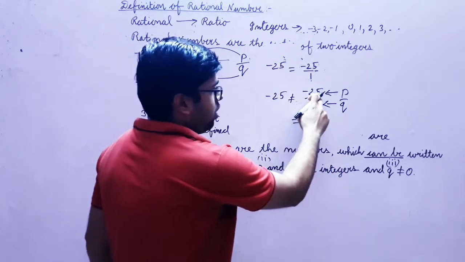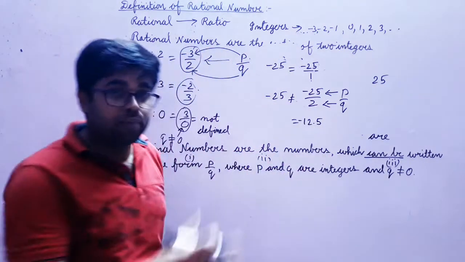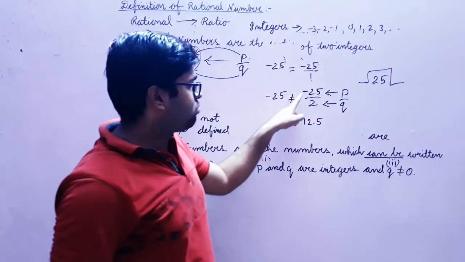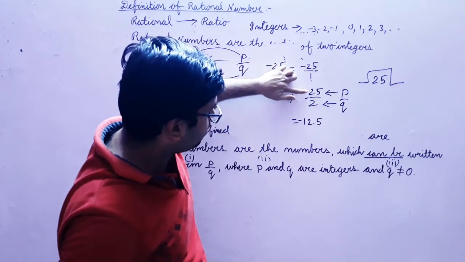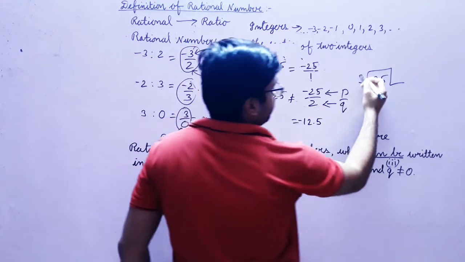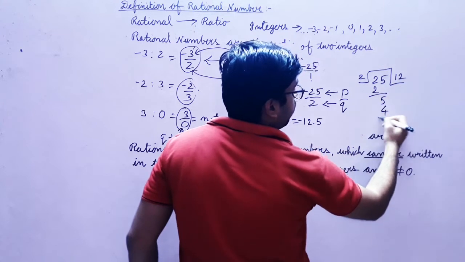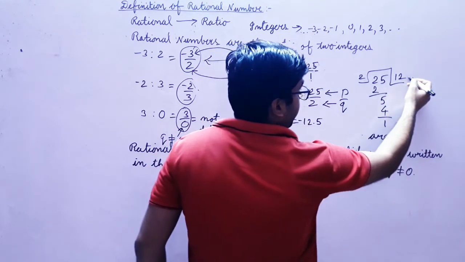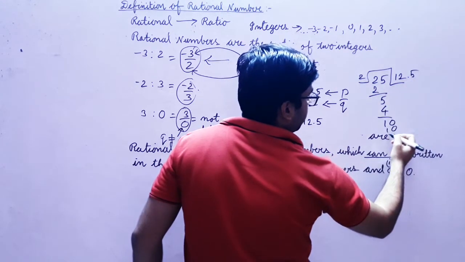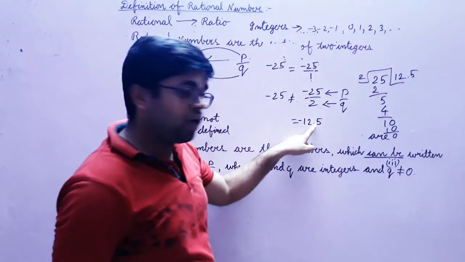Let us see how we get minus 25 divided by 2 as minus 12.5. For that, let's divide 25 by 2. To see what is minus 25 divided by 2, ignore this sign and divide 25 by 2. So you get 2 ones are 2, 2 twos are 4, 5 minus 4 is 1, then point, you put a decimal, here you put a 0, now 2 fives are 10. So you get here 12.5. So 25 divided by 2 is 12.5.